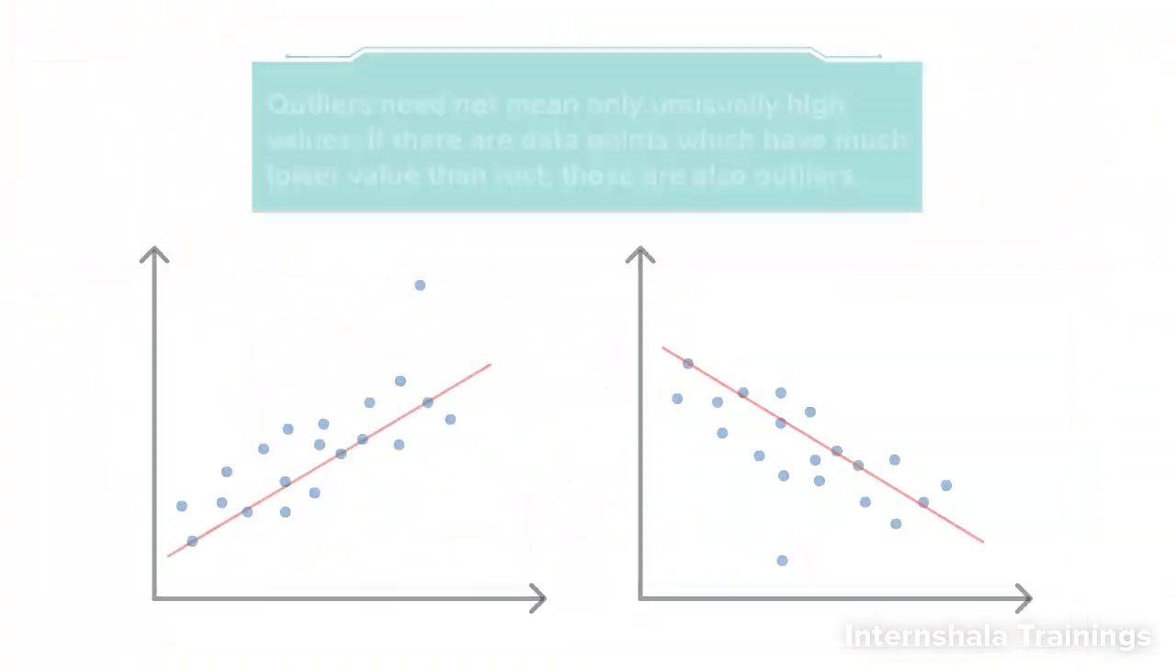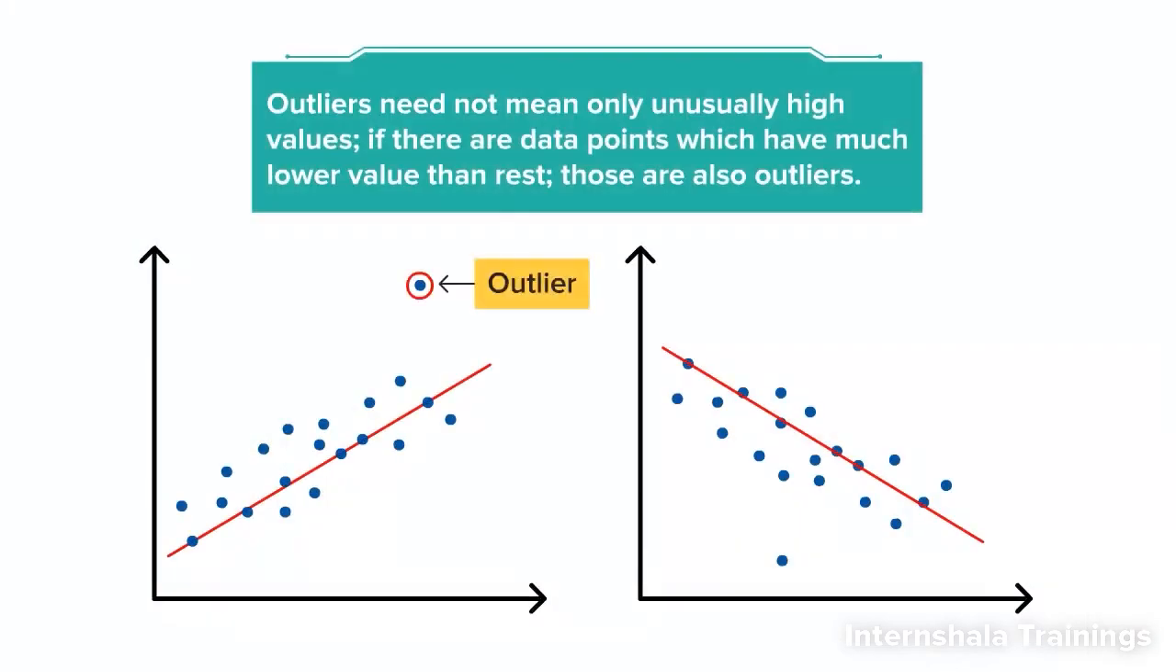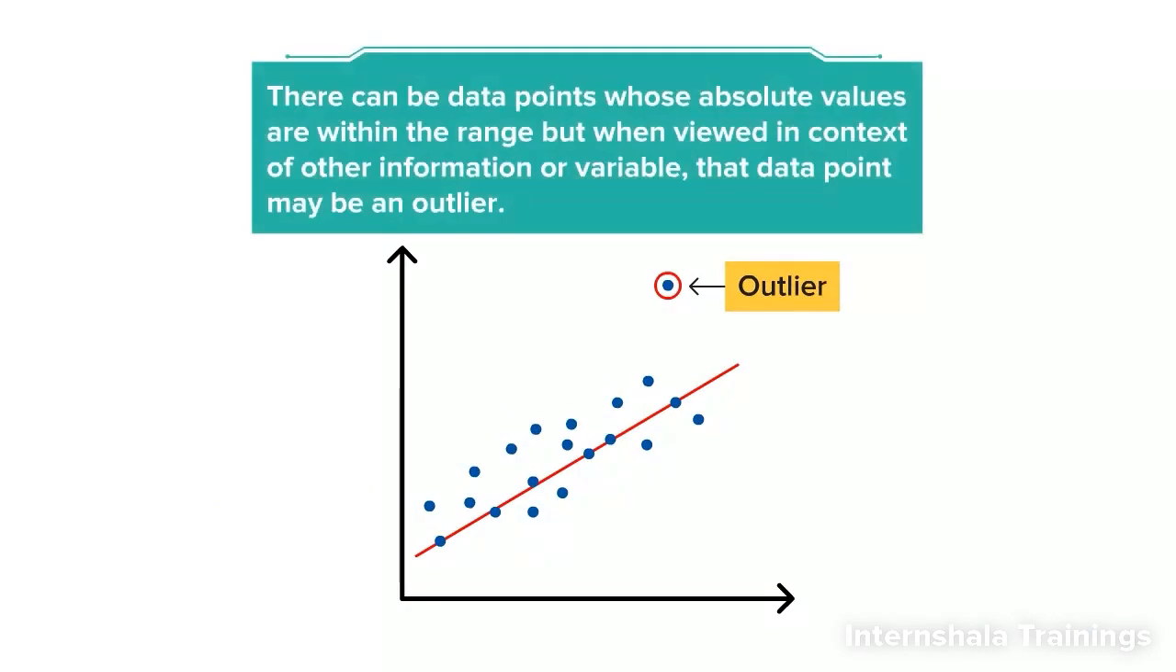It is important to note that outliers need not mean only unusually high values. If there are data points which have much lower values than the rest, those are also outliers, though we are not able to see any such outliers in our graph at the moment. Also, there could be data points whose absolute values are within the range, but when viewed in the context of other information or variables, that data point may be an outlier.